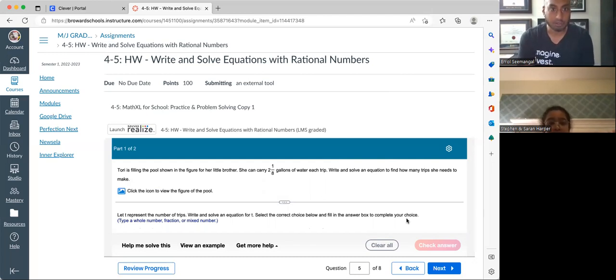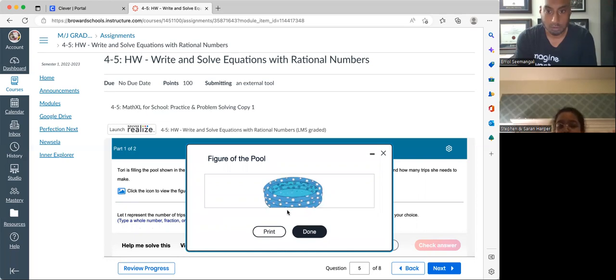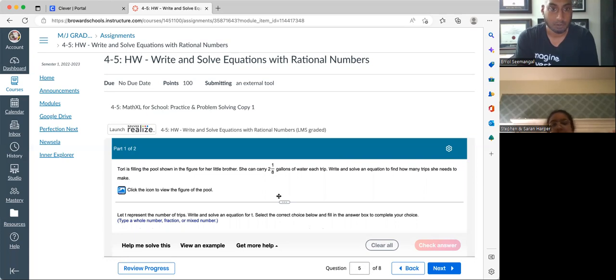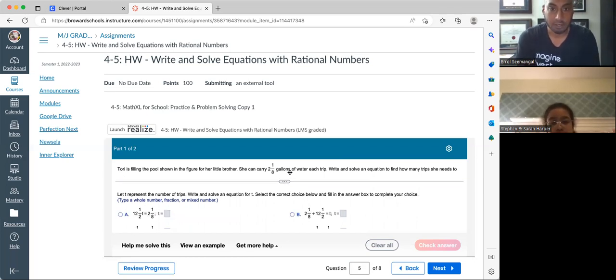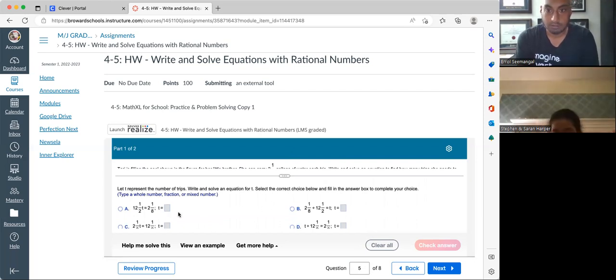All right. Can you read that? Tori is filling the pool shown in the figure for her little brother. It's a little kiddie pool. She can carry 2 1/8 gallons of water each trip. Write and solve an equation to figure out how many trips she needs to make. Let t represent the number of trips. Write and solve an equation for t. Select the right one.